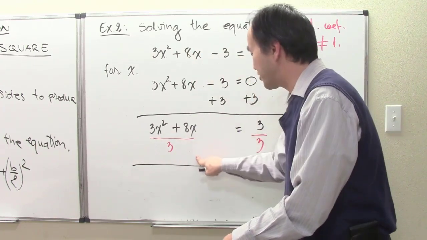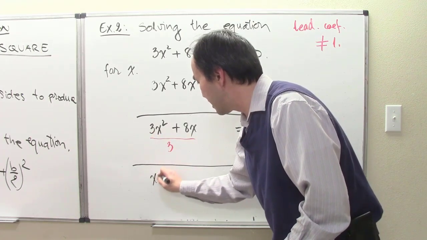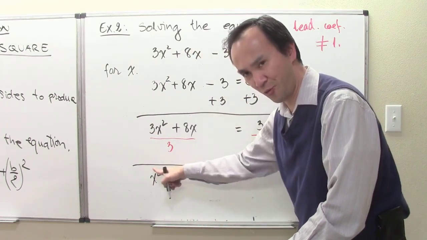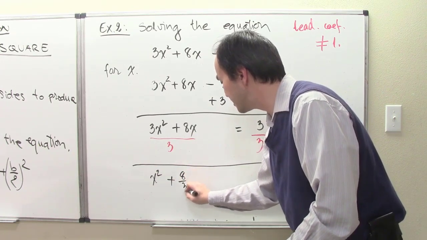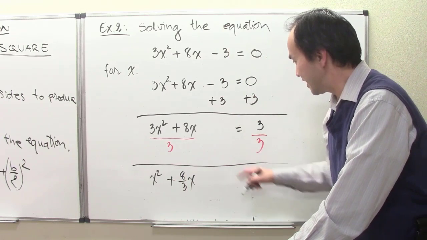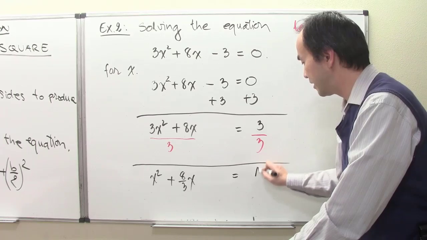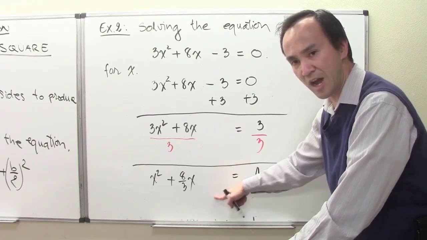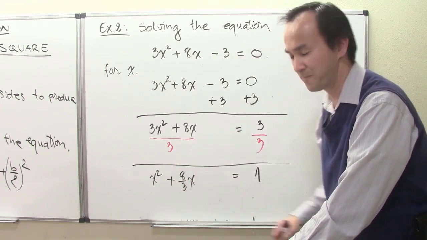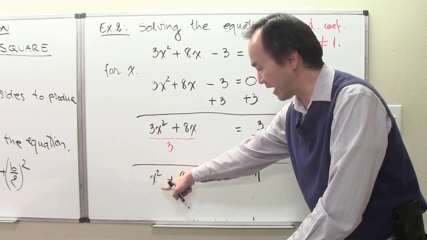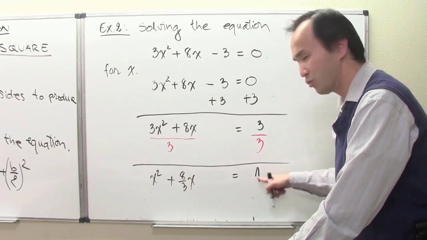Our resulting equation becomes: 3x squared divided by 3 gives simply x squared, now with leading coefficient 1. 8x divided by 3 gives plus 8/3 x. On the right hand side, 3 divided by 3 is 1. So the equation is reduced down to x squared plus 8/3 x equals 1, ready for applying the complete the square method.